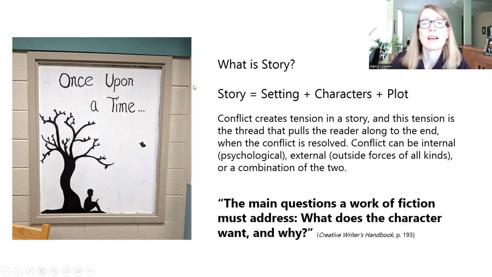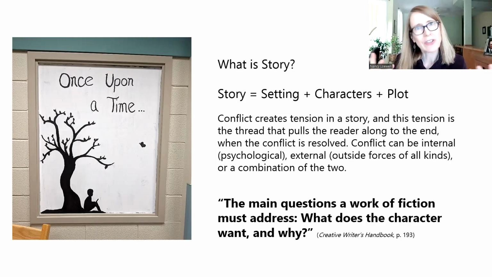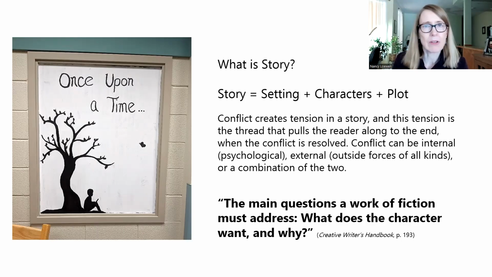We also need conflict. Conflict creates tension in a story. And this tension is kind of the thread that pulls the reader along to the end when the conflict is resolved. Conflict can be internal and external. Internal is the psychological stuff, at war with ourselves, right? External can be any number of things, right? It can be nature, culture, society, relationships, all sorts of things. Often the conflict in fiction is a combination of the two.